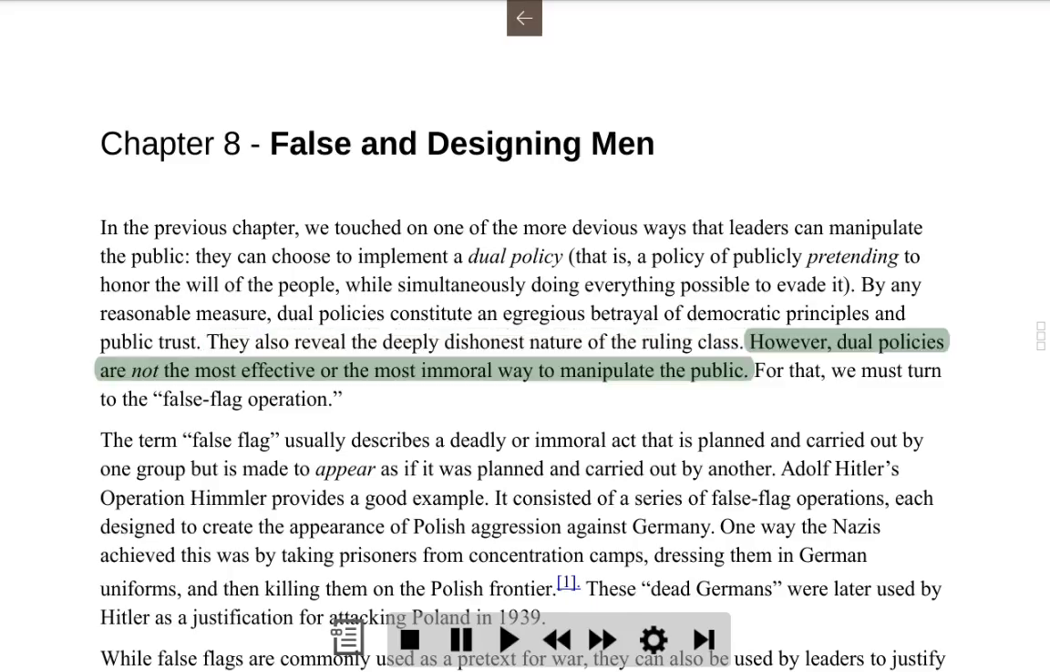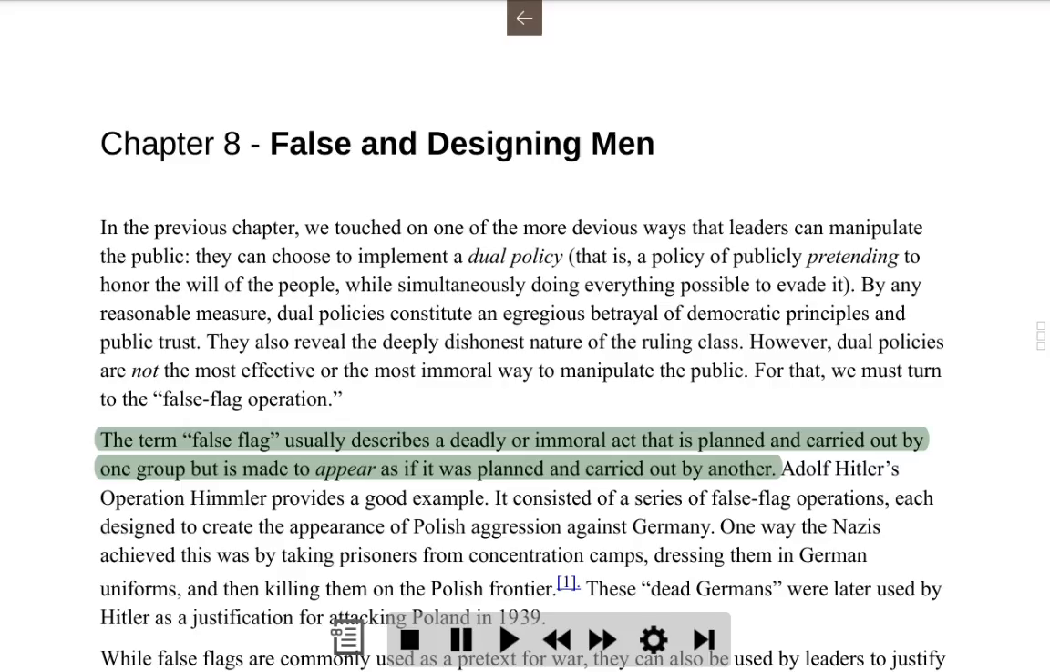However, dual policies are not the most effective or the most immoral way to manipulate the public. For that, we must turn to the false flag operation. The term false flag usually describes a deadly or immoral act that is planned and carried out by one group but is made to appear as if it was planned and carried out by another.